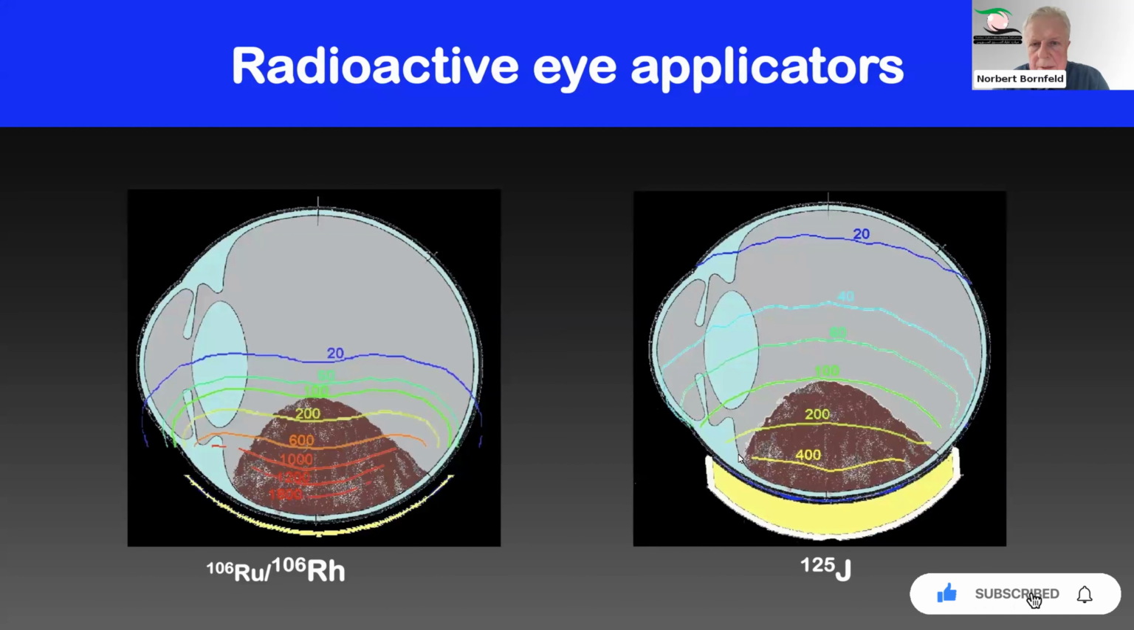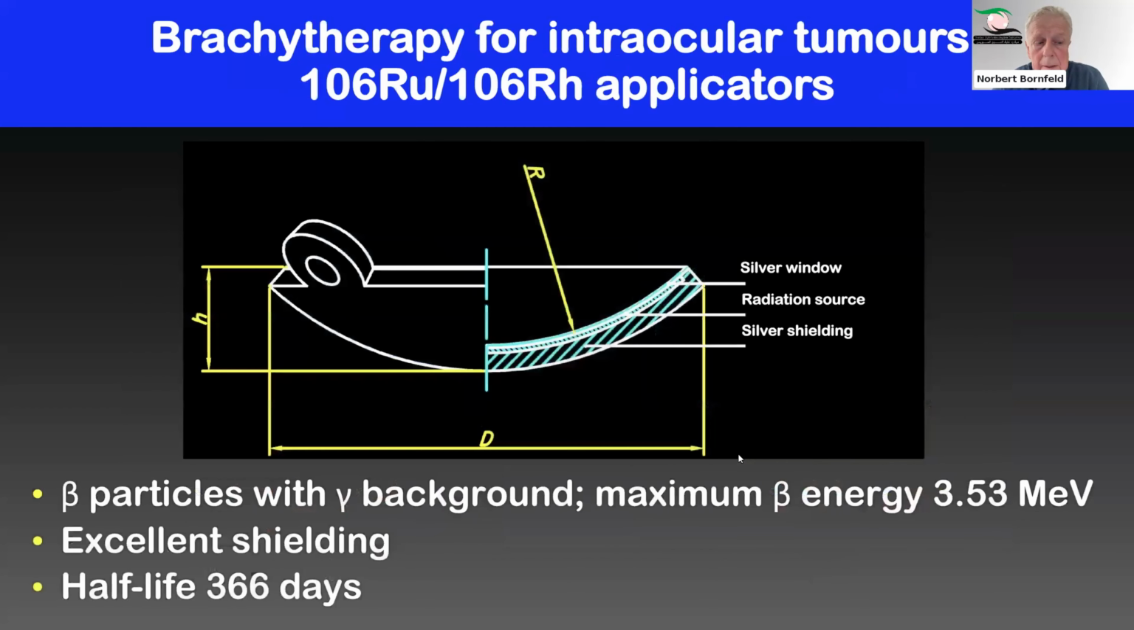They differ in the depth distribution. So ruthenium plugs have a more limited depth distribution of radiation, and iodine plugs have a more enhanced depth distribution, which is seen on the isodose on the right. You see the 20 gray isodose is reaching nearly the opposite retina in the iodine plug. So these are the workhorses in European centers.